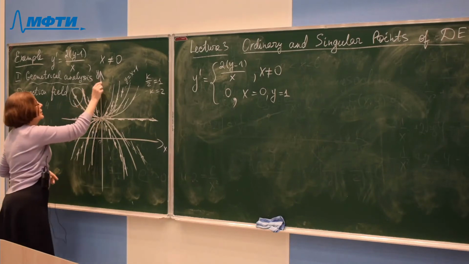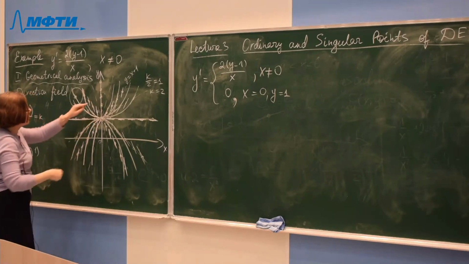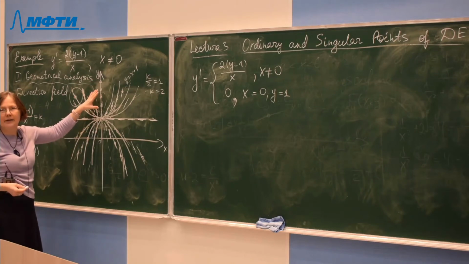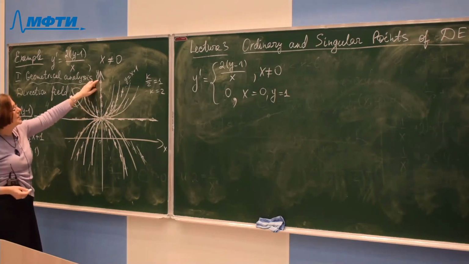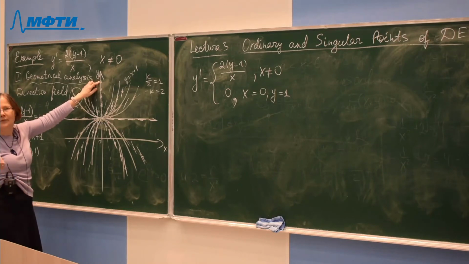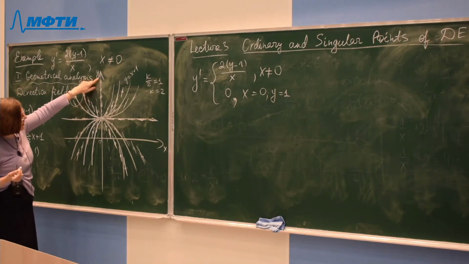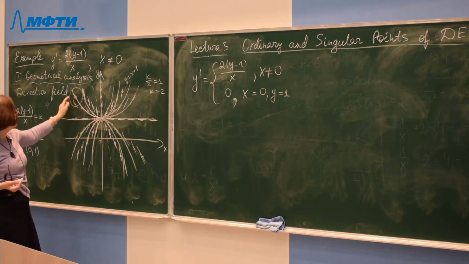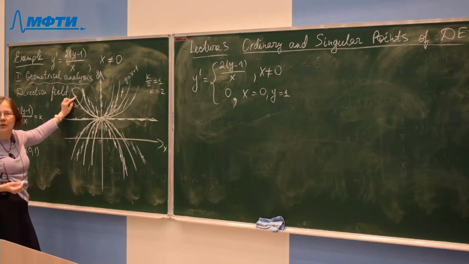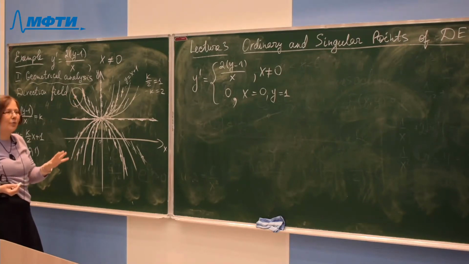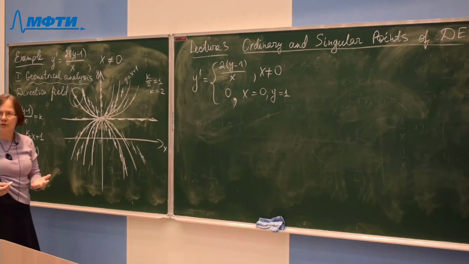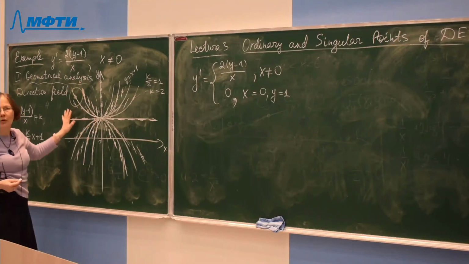And if we consider the points whose x coordinate is 0 but y is not 1, then there are no integral curves crossing these points. No integral curves crossing these points, infinitely many integral curves crossing this point, and a unique integral curve passing through this point. So this defines the difference: there are several types of points. Some of them are ordinary, and these are singular points of a differential equation.